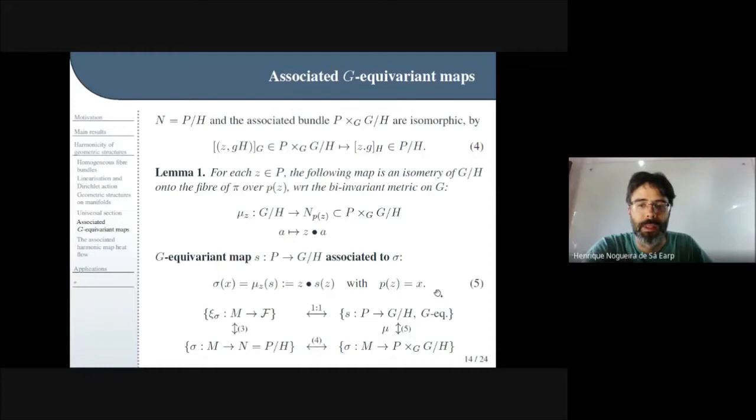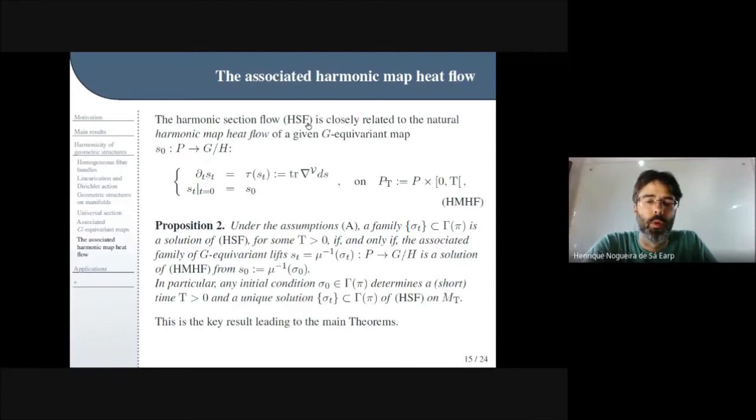Indeed, and show that, what does it correspond to? If you translate the harmonic section flow by the previous diagram, if you chase it through the previous diagram, what you find out is that a solution of the harmonic section flow exists all the while a solution of the classical harmonic map heat flow for these G equivariant maps exists. Okay, so when you carry out the associated construction, you find a harmonic map heat flow of G equivariant maps from P to G mod H.